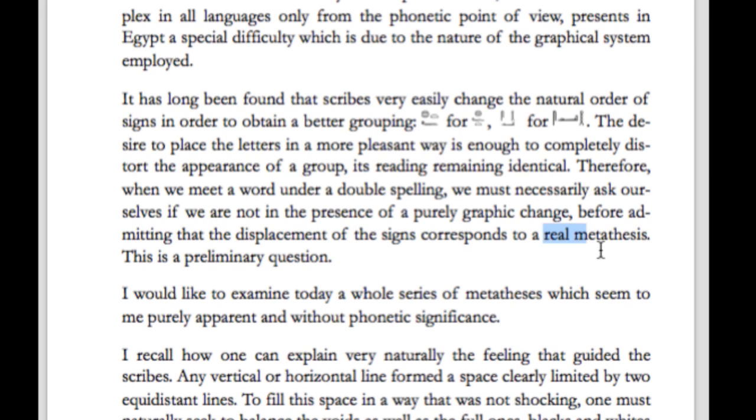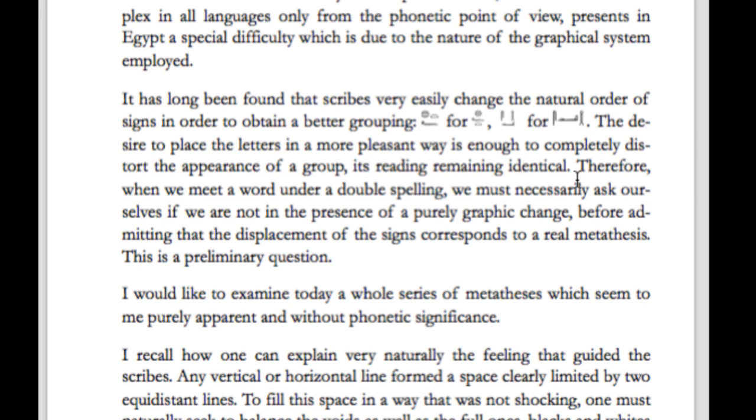By real metathesis, he's talking about the sonic, a true change in the way that it's pronounced. He says this is the preliminary question. Now notice how he sets up his premise. And I'm going to repeat it.